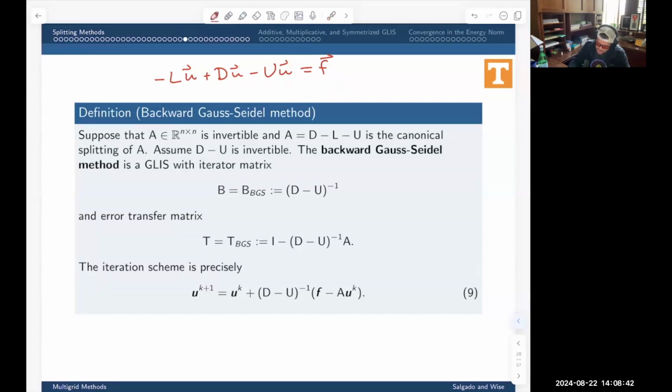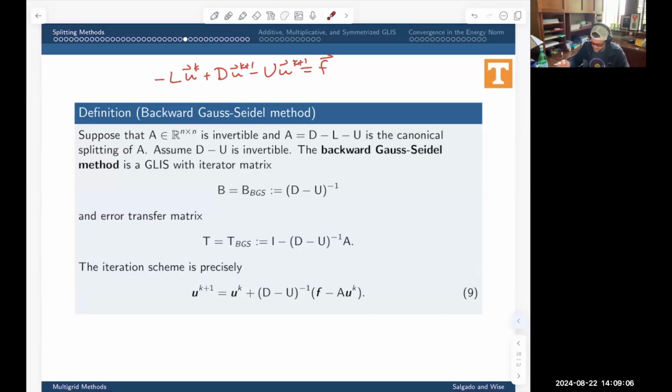So backward Gauss-Seidel, we're going to do the opposite, and we're going to put a K plus 1 here, K plus 1 here, and K plus 1 here. And that's how you get the backward Gauss-Seidel. All right, so you can do the solution procedure, and in other words, the convergence procedure, to see that it's a splitting method.